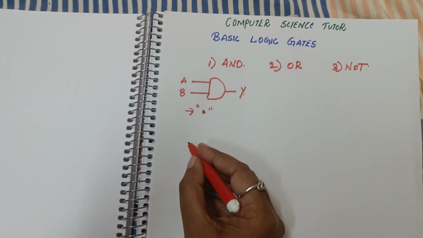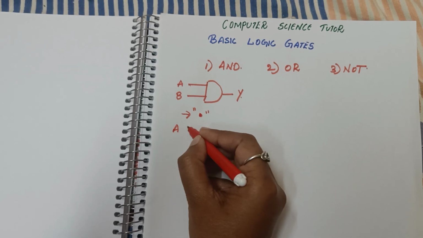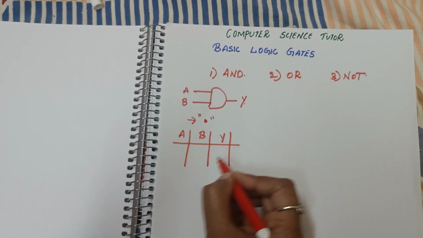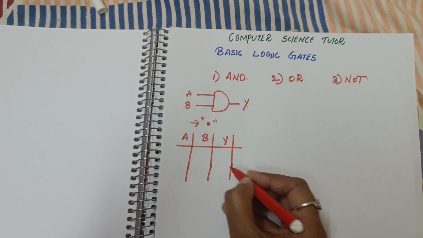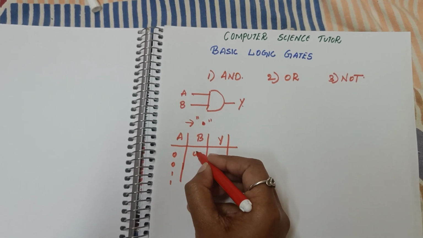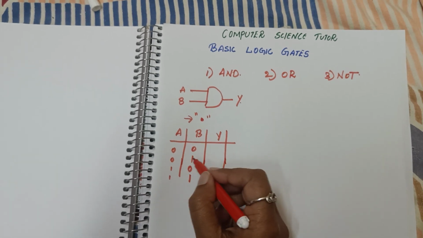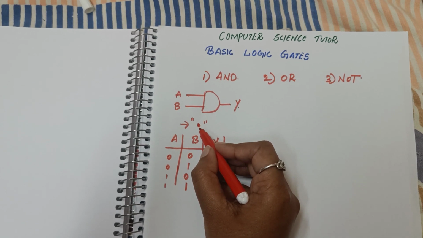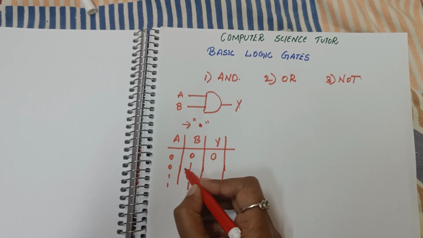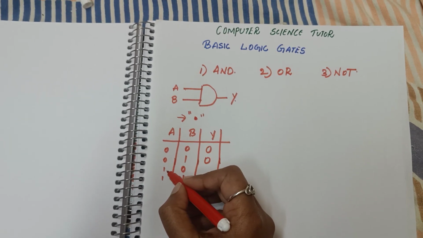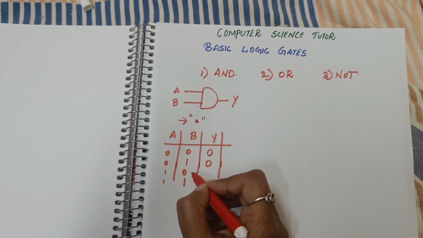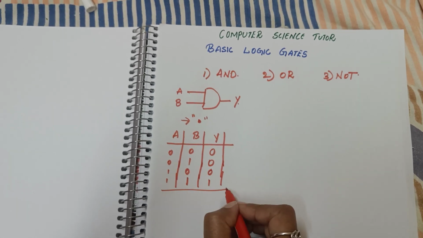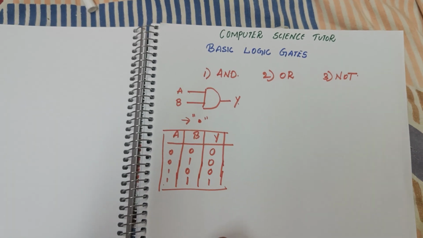So dot. So let me know the truth table for AND gate. A, B, this is called two inputs, and Y, this is called output. So if you take, say we need to take first 0 0 1 1 0 1 0 1, so this is called probability. It is a constant value, so the dot means it is a logical multiplication. So we consider 0 into 0 is 0, 0 into 1 is 0, 1 into 0 again 0, 1 into 1 is 1. So this is the truth table for AND gate.